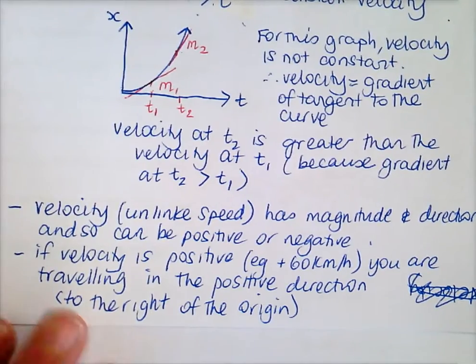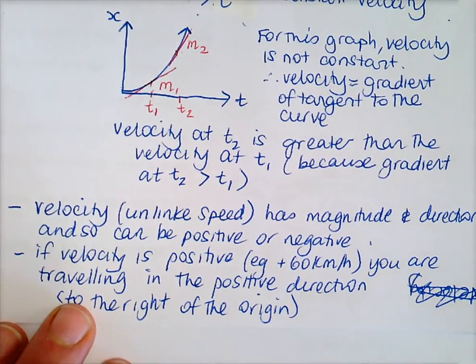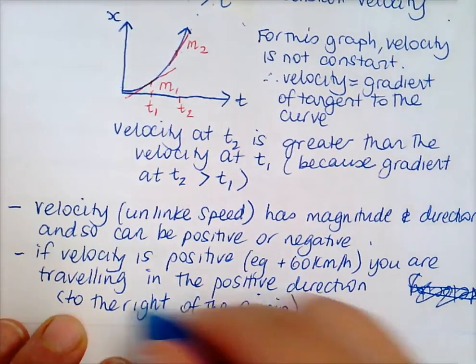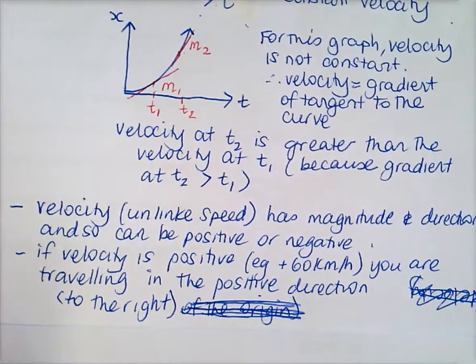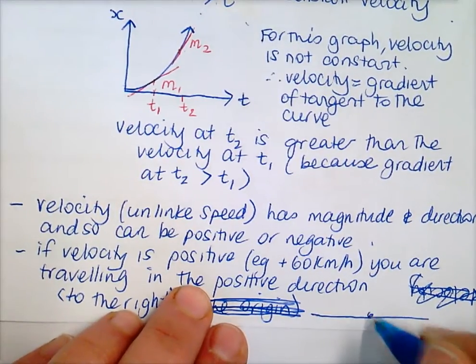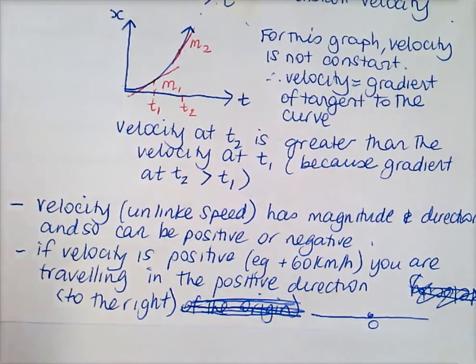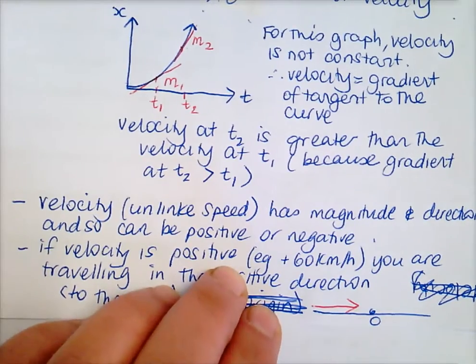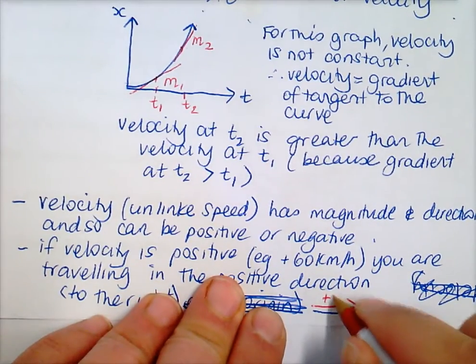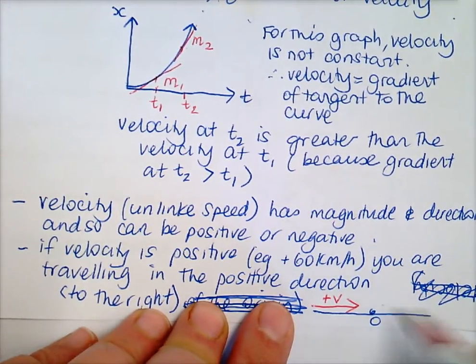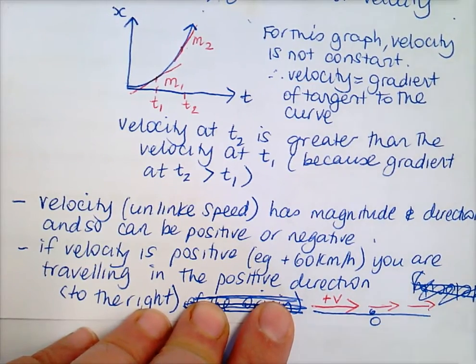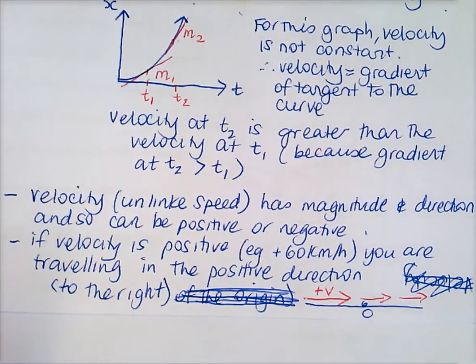Actually, wait a sec, you don't have to be on the right of the origin, you just have to head in the positive direction. So you're travelling in the positive direction, which is to the right. So don't put to the right of the origin, it's just to the right. Let's say the origin's here and I'm travelling that way, that's positive velocity. I could be travelling to the right down there or here. As long as I'm travelling to the right, I've got positive velocity. But once I turn around and travel to the left, the other way, I've got negative velocity.